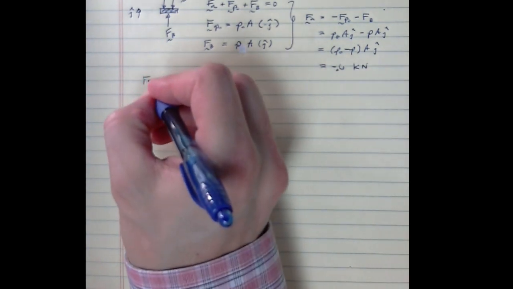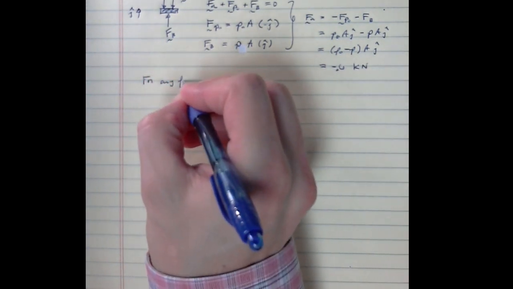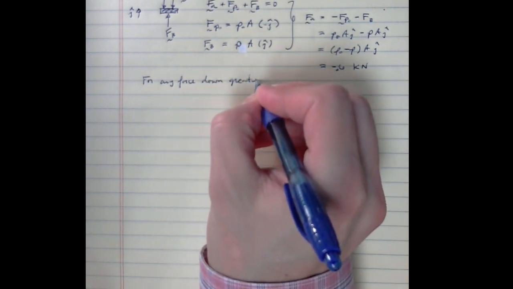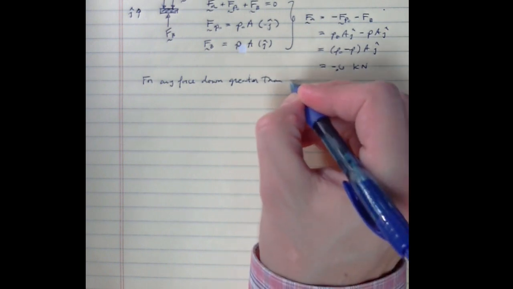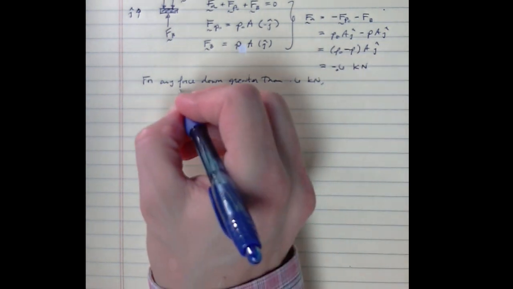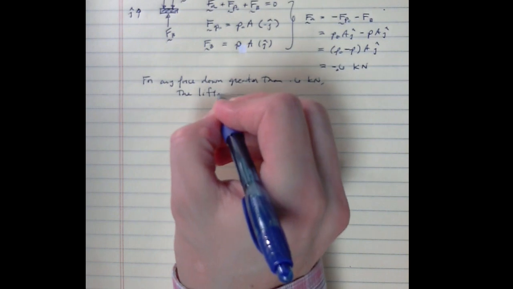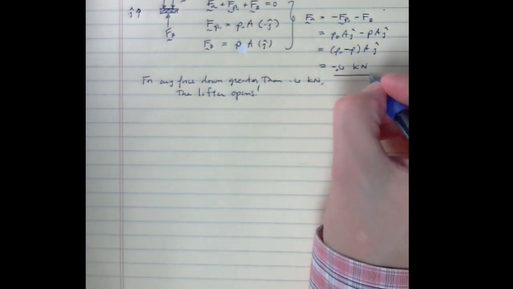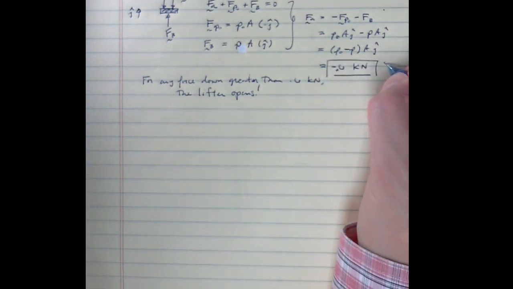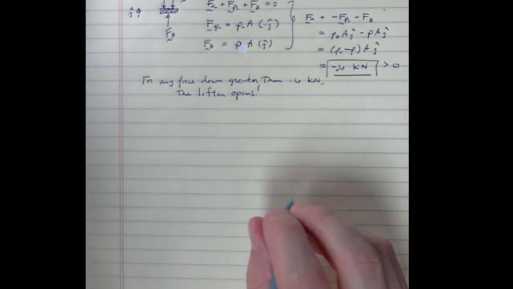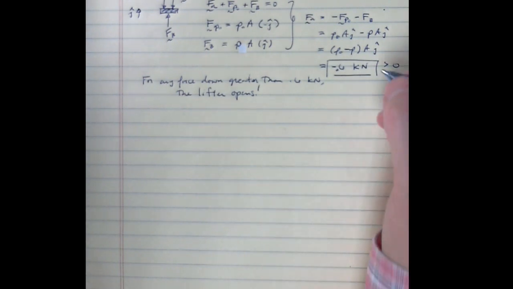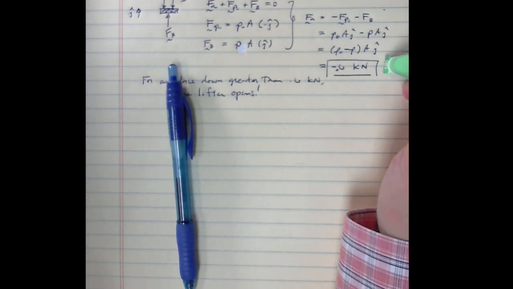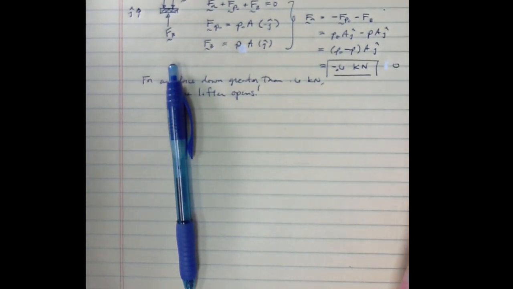So for any force down greater than 0.6 kilonewtons, the lifter opens. So that's our first answer. We're really looking for any force bigger than this in magnitude. So really we're looking for something technically that's less than this since it's negative.